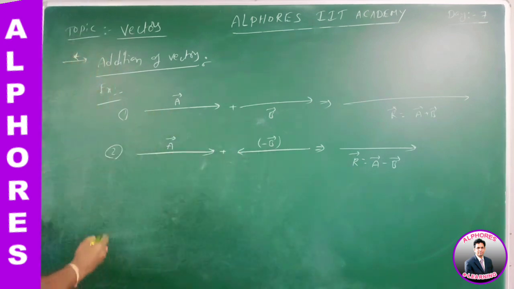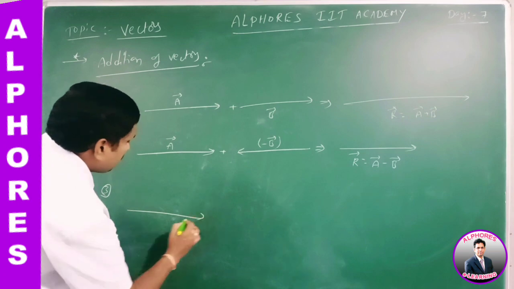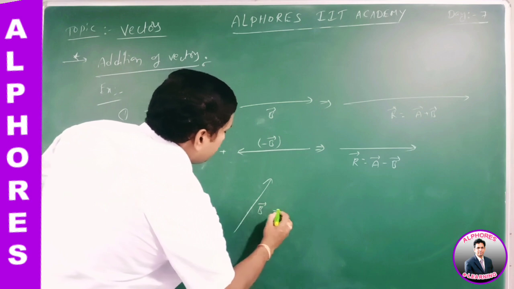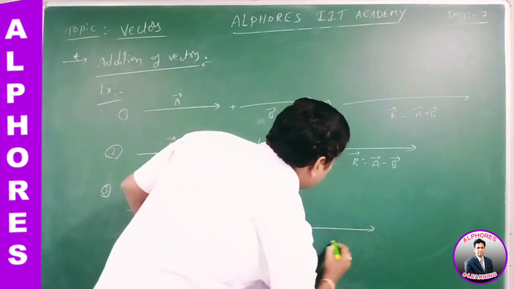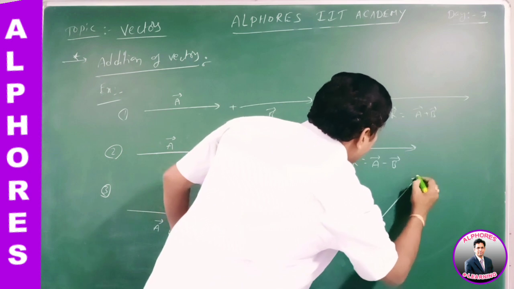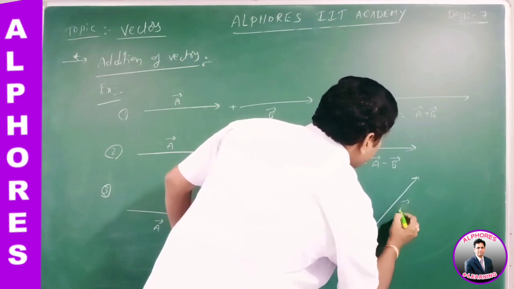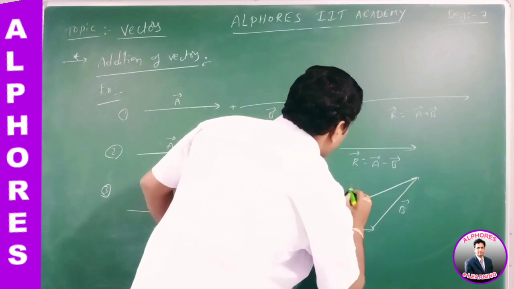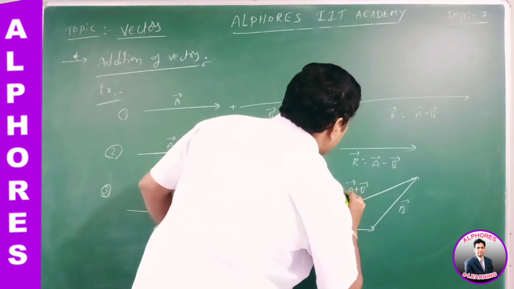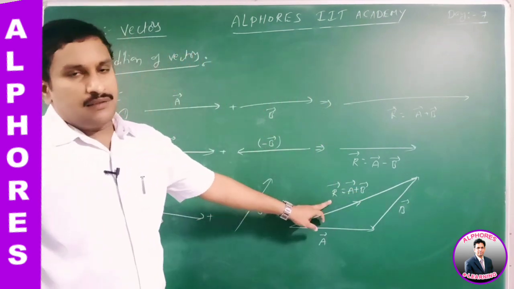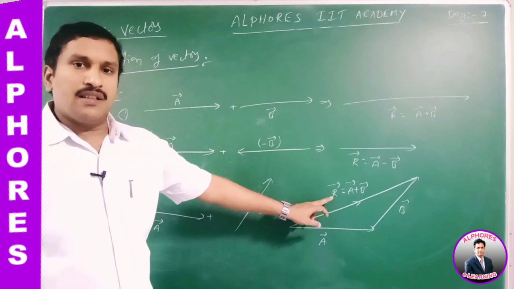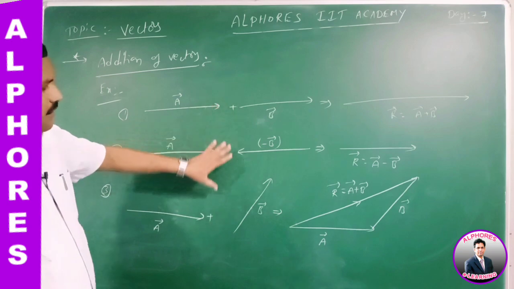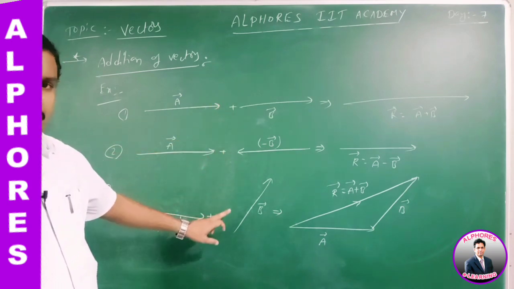For inclined vectors, I have already explained the example. This is A bar plus this is B bar. By adding these vectors you get a third vector like this. This is A bar, this is B bar, and the third vector is R bar. R bar is again equal to A bar plus B bar. For inclined vectors there is a method to add the vectors, the parallelogram law of addition of vectors, which will be explained tomorrow. So this is the addition of vectors for parallel, anti-parallel and inclined vectors.